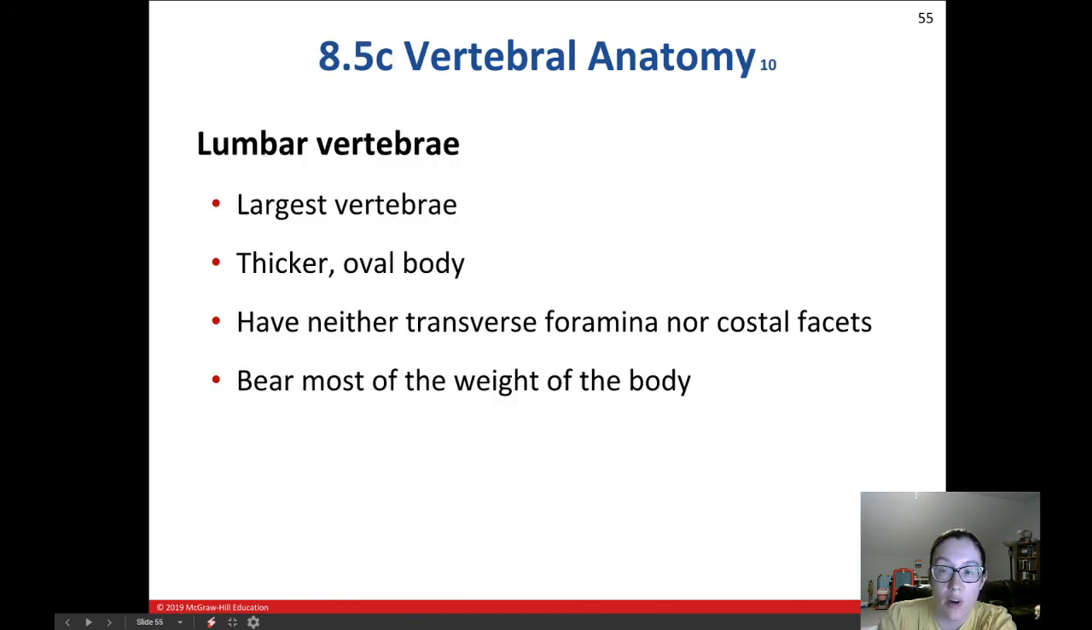So next is the lumbar vertebrae. There are 5 of these. This is the largest vertebrae. It's thicker and it's oval.